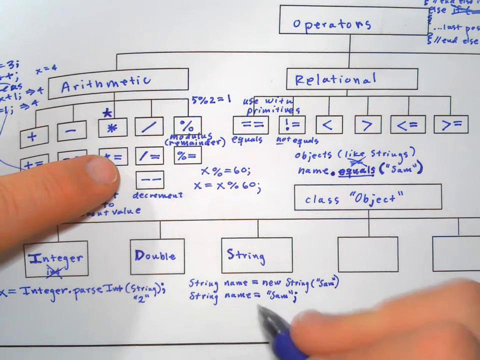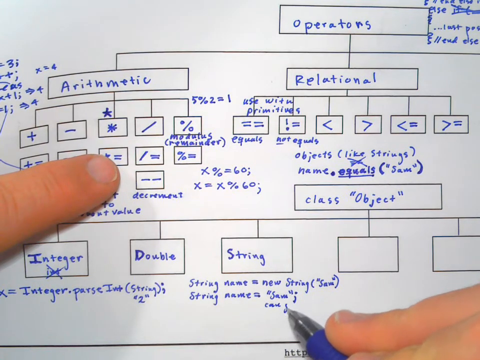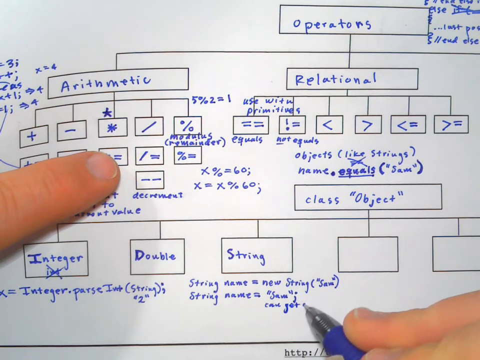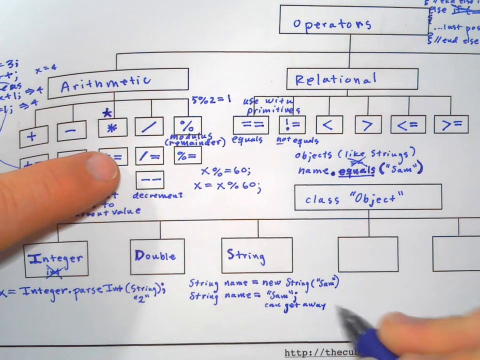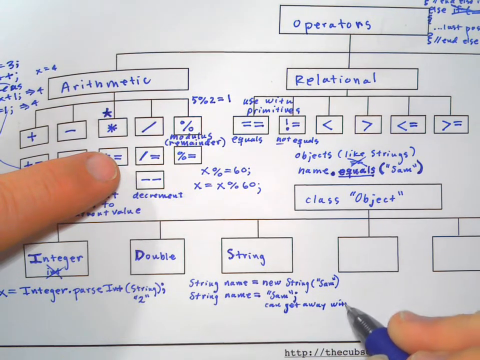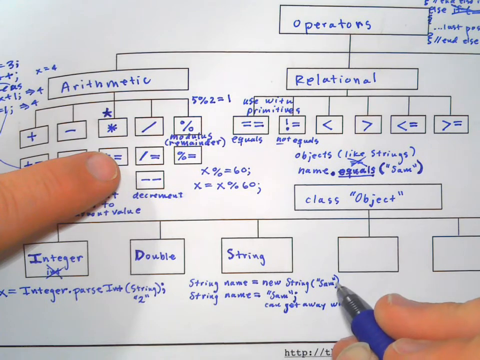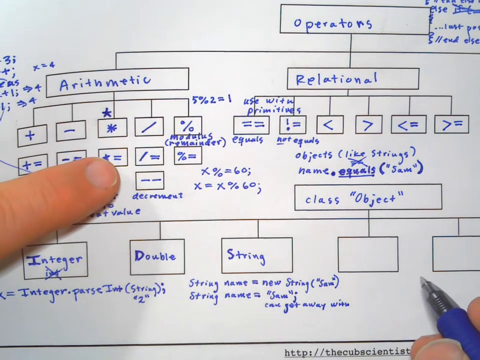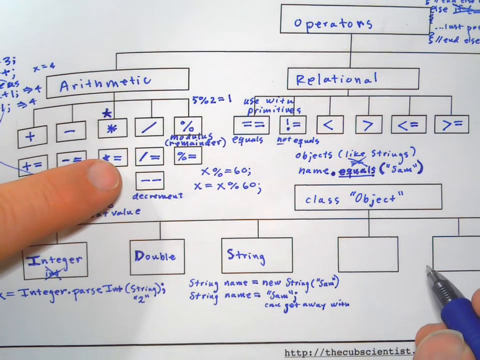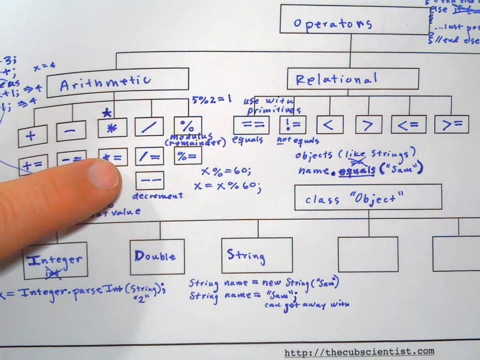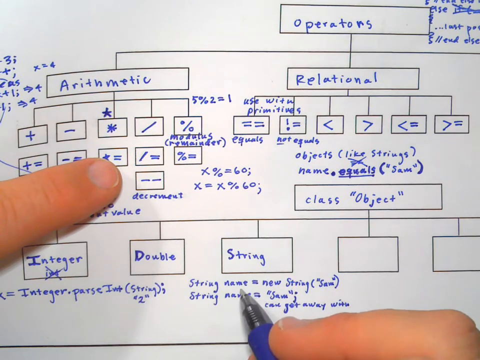So we can get away with this. And I think at this point, I'm okay with that. But the new String is the more proper way of doing it, the way that you have to do it for other new objects.